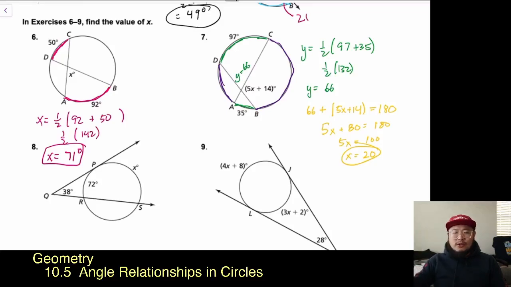Okay, the whole circle is 360. So if I take 360 minus 97 minus 35, I get 228. These two, CD plus D to A, are 228. So what could I have done? I could take 5x plus 14, set that equal to 1/2 of 228, and then you would have been able to solve the problem as well. Okay, so either way works.